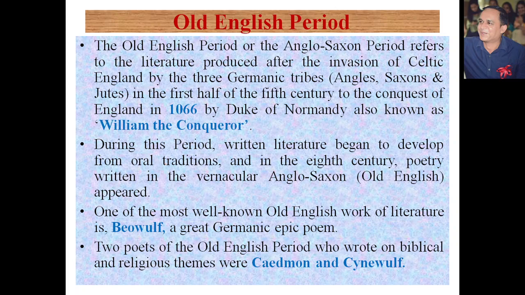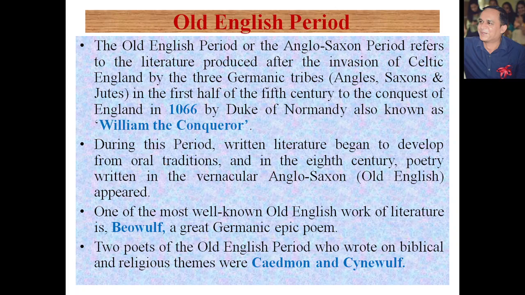So the Old English period, also known as the Anglo-Saxon period, refers to the literature produced after the invasion of Celtic England by three Germanic tribes: Angles, Saxons, and Jutes. So the original inhabitants, the original residents of England, were the Celtic people, who lived there first. Then what happened was that three Germanic tribes, named Angles, Saxons, and Jutes, invaded the Celts.